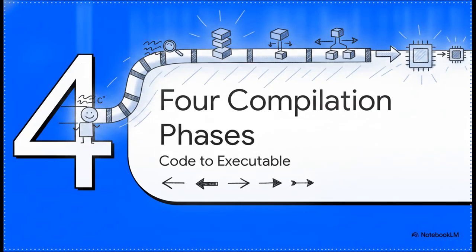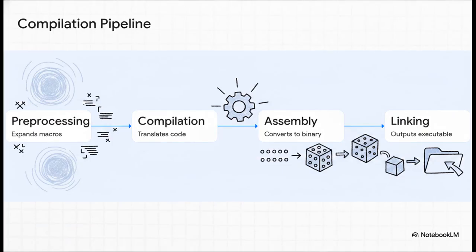Let's dive into part 4, the 4 compilation phases, getting from code to an executable file. So let's speed things up and watch our hero, a single line of C code, survive the intense 4-step pipeline required to become a real executable program.